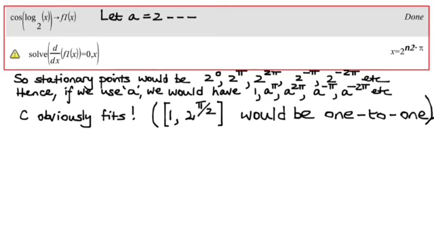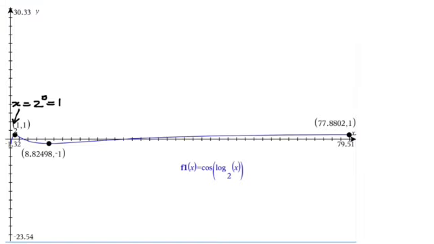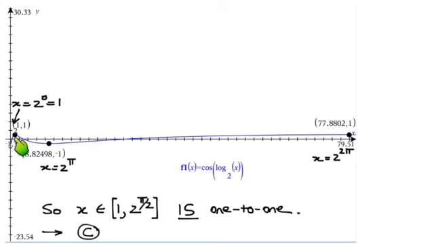C does fit, so therefore 1 to 2 to the pi on 2 would be 1 to 1, and for a graph of it, we can go over the screen. I've actually chosen a equals 2 in this instance, and you can see this here is where x is 2 to the 0 pi, or 1, and this here is a stationary point where we've got x equals 2 to the 1 pi, and then the next stationary point is over here where x is 2 to the 2 pi, which works out to be 79.51. So we can see that from x going from 1 to a to the pi on 2 is 1 to 1, and therefore the answer is going to be C.